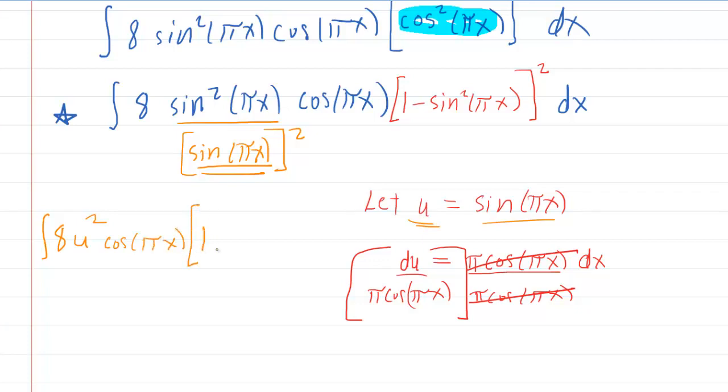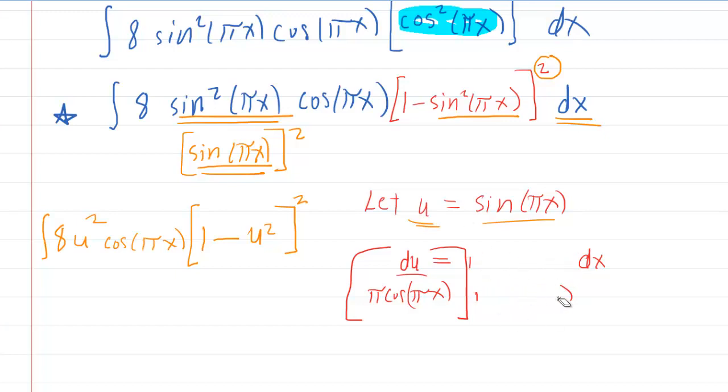going to have 1 minus, now same idea here, this sine squared of pi x, just like this sine squared of pi x, will just become u squared, like so. Don't forget that you still have the squaring outside of the bracket like that. And then you get to the dx. Remember, our dx, if we kind of clean this up a little bit, our dx we had solved for was du over pi cosine of pi x.